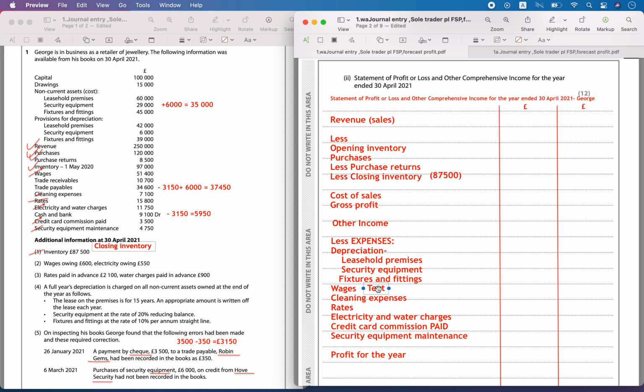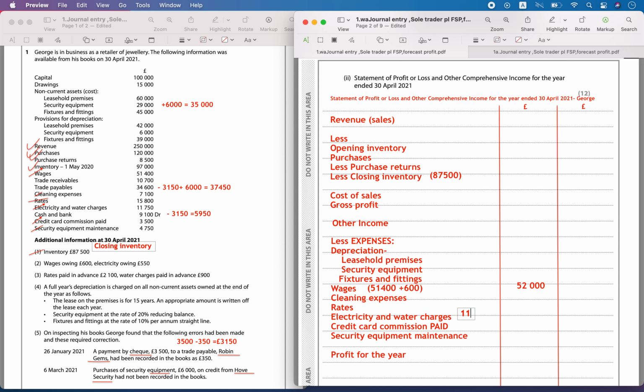So wages: 51,400 plus 600, that is equal to 52,000. So that value is equal to 52,000. And then you have the electricity owing; we can see it is 11,750. Electricity and water charges, so let's write here electricity and water charges.